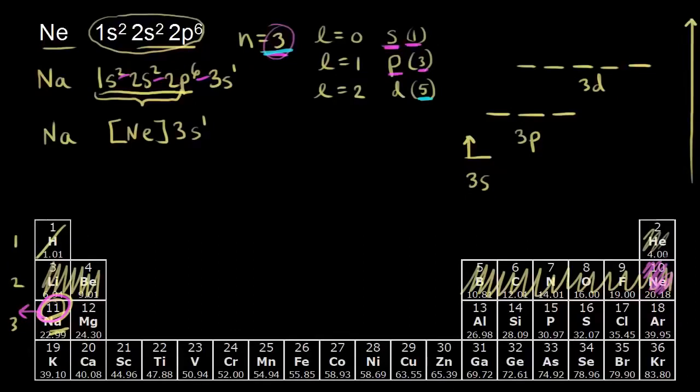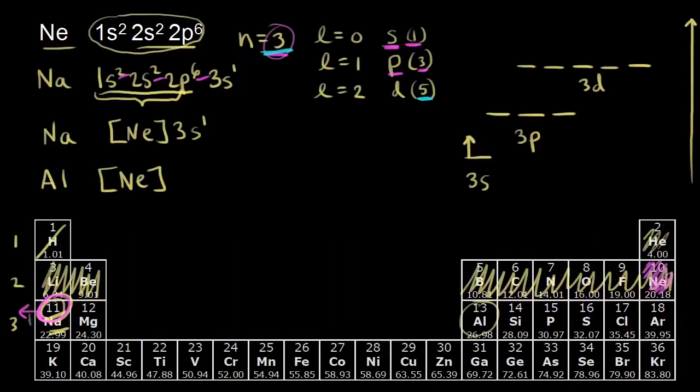All right, let's do another element in the third period. Let's go all the way over here to aluminum. So 13 electrons for aluminum. We can use noble gas notation to save us some time. So we're saying the electron configuration is the same as neon, and that puts us right here. Let me use a different color.